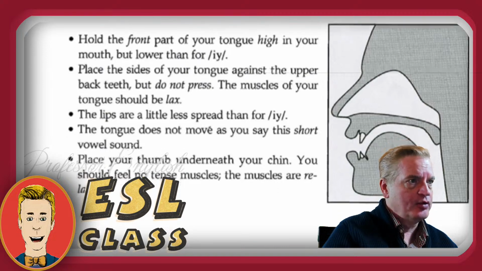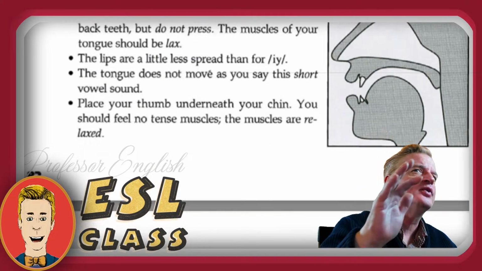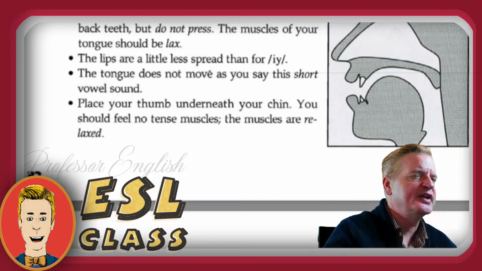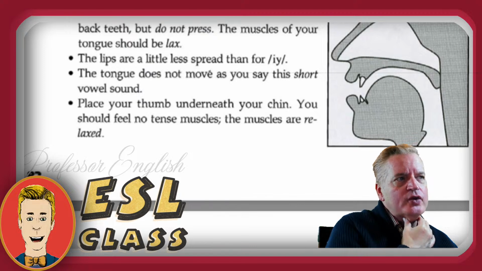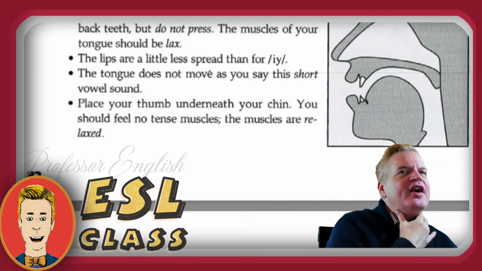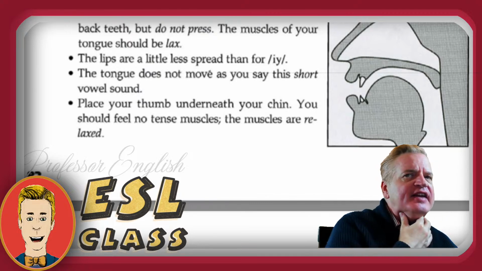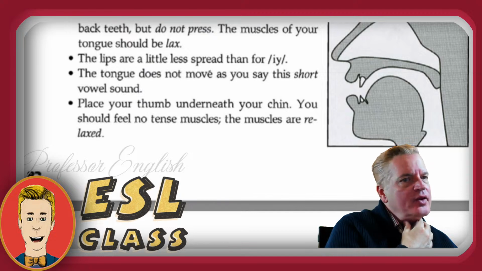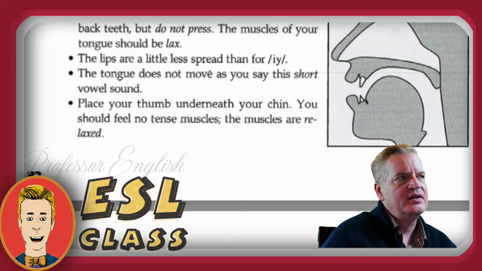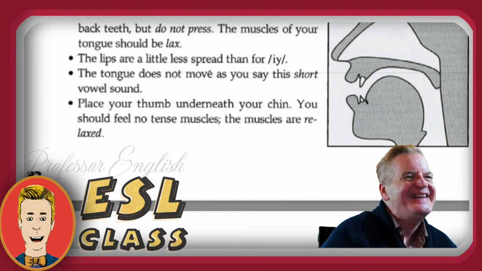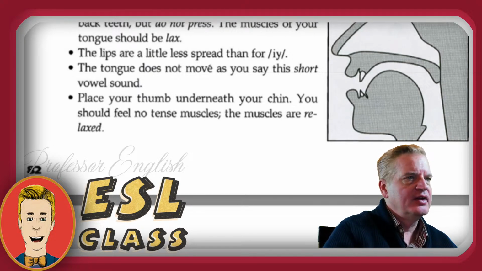The tongue does not move as you say this short vowel sound. So your tongue is relaxed, it's sleeping, it's not moving. Don't move your tongue. Place your thumb under your chin. You should feel no tense muscles. The muscles are relaxed. So when you say E, there's a lot of tension in your tongue and your lips and down here. But when you say I, there is no tension. You're all relaxed. You don't move your tongue. Everything just sits in place. Maybe you move your lips a little bit. E. Okay, linen, linen, linen.